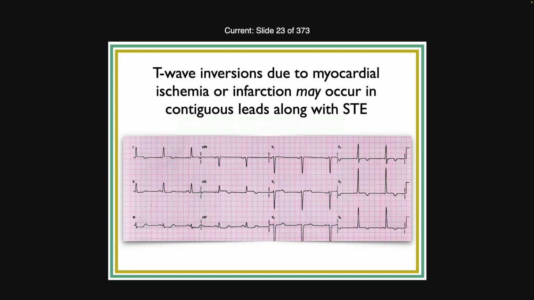T-wave inversions due to myocardial ischemia or infarction may occur in contiguous leads along with ST elevation. Okay, so sometimes when you look at the progression of a STEMI, you'll see that they will include inverted T waves, because sometimes that does happen. So, for example, here, Grace, there is a STEMI here. What area is it in?